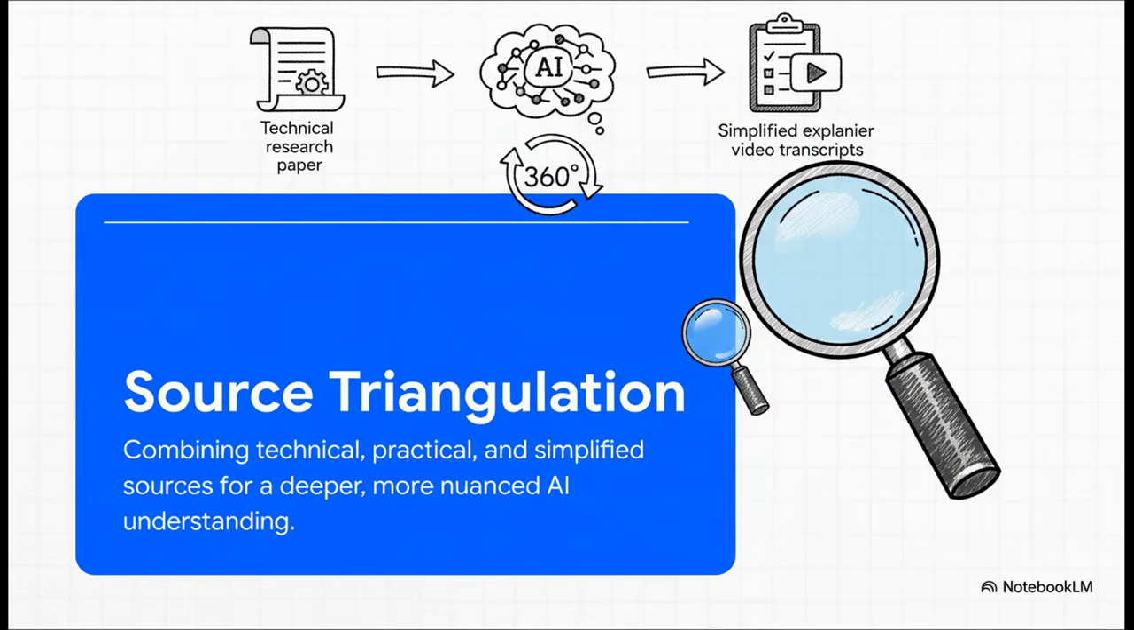Now, here's a pro tip. It's a technique called source triangulation. Don't just upload one type of document. For any single topic, try uploading a super technical research paper, a practical how-to blog post, and a simplified explainer video transcript. What this does is it gives the AI a complete 360-degree view. It gets the theory, the real-world application, and the simple summary all at once. The result? Way smarter answers.